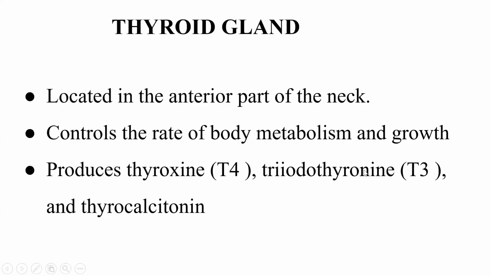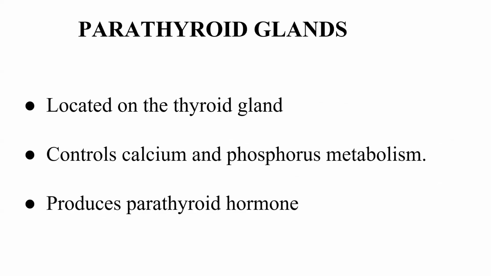Okay, so the thyroid gland basically is located in the anterior part of the neck, and they help to control body metabolism and growth. So this very gland is responsible for the rate at which an individual grows, especially when you remember the cases of gigantism and dwarfism. They secrete the thyroxine hormone, T4, triiodothyronine, that's T3, and thyrocalcitonin hormone. These are basically the 3 hormones that the thyroid gland secretes.